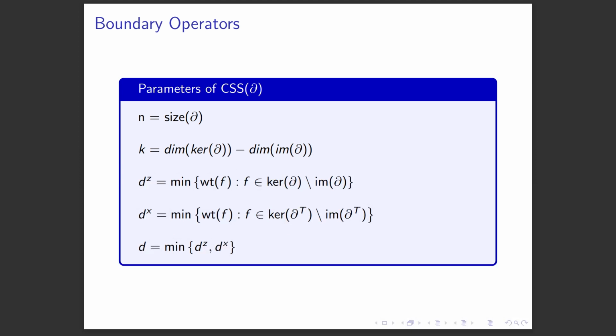One reason to map a CSS code to a boundary operator is to leverage the existing knowledge and properties in homology theory to extract the parameters of the code. Here you can see how the parameters of the code are calculated using homology theory by associating a boundary operator to it.